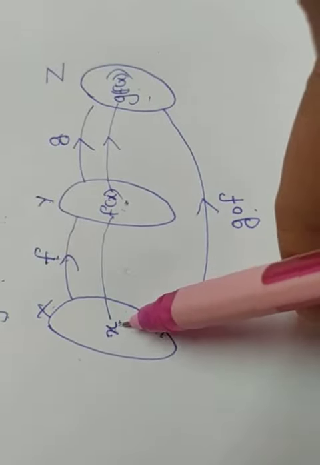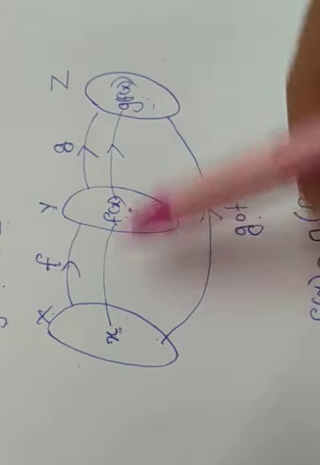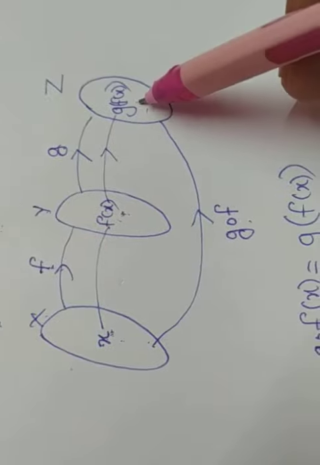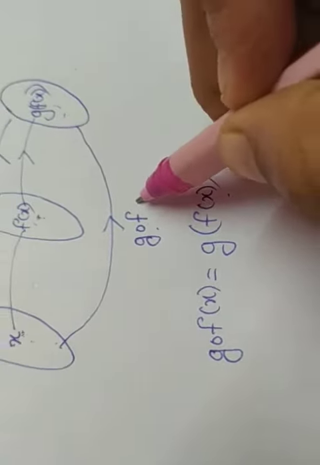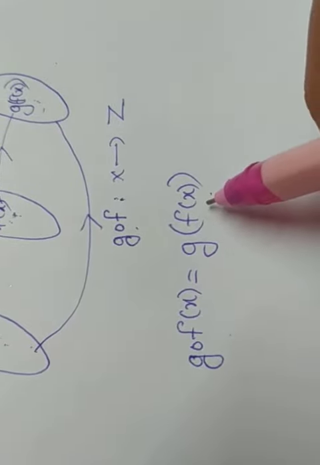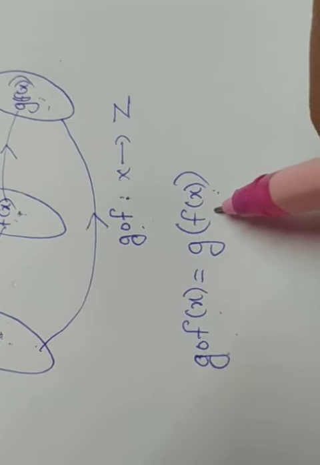The image of x under f is f of x, and the image of f of x is g of f of x. That means the image of x under g composite f is g of f of x. So the composition g composite f from X to Z is defined as g composite f of x equal to g of f of x.